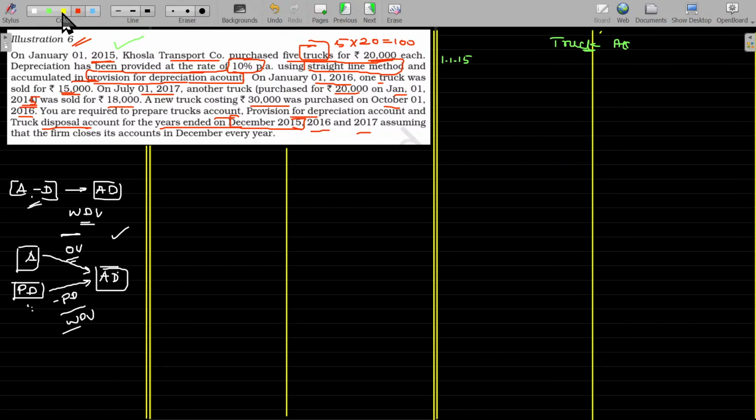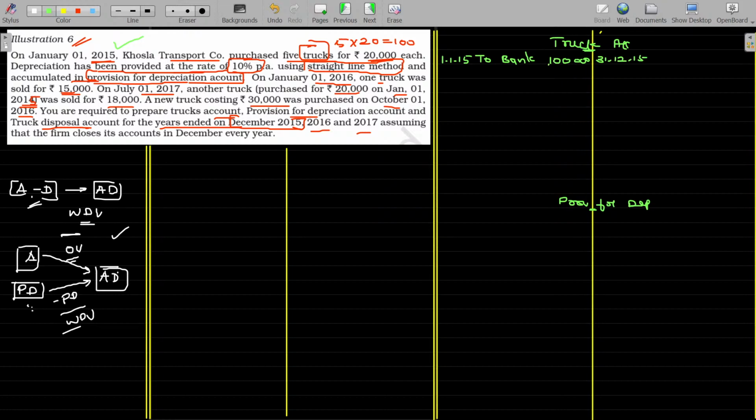So on 1/1/2015, asset purchased to bank. How much is that? One truck costing 20,000, for 5 assets it is 1 lakh. Okay. And on the same date, I have to open the provision for depreciation account also. We don't have any other purchases in that year. That year gets over on 31st December.